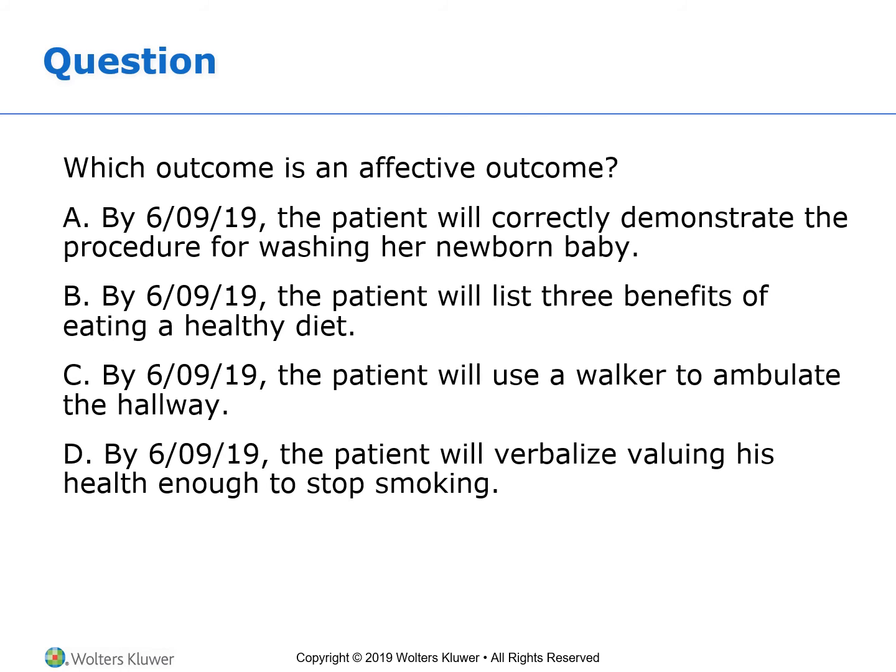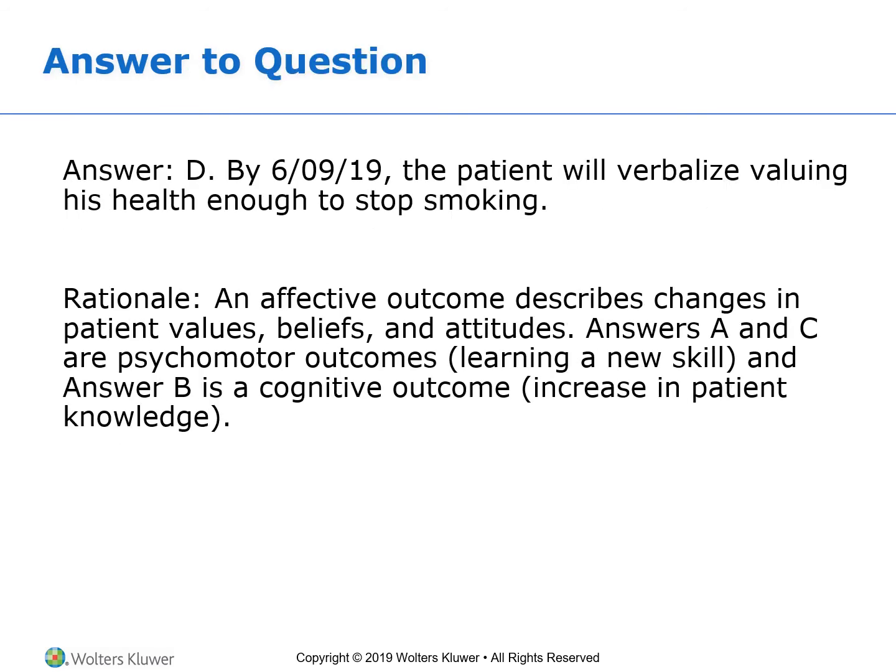So again, we're looking for an effective outcome. Which one would be an effective outcome? So hopefully you chose D. By 6-9-19, the patient will verbalize valuing health enough to stop smoking, because an effective outcome describes changes in patients' values, beliefs, or attitudes. So if the patient believes that the stopping of the smoking is going to benefit his health and he stops that smoking, that's an effective change or outcome.